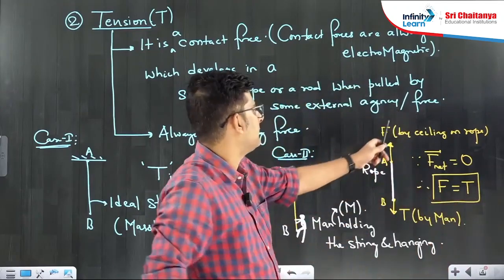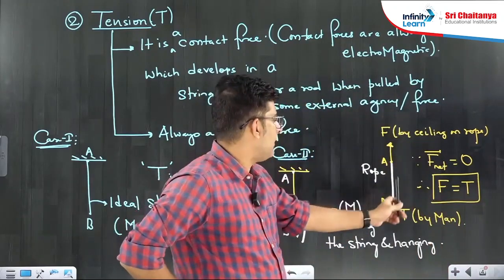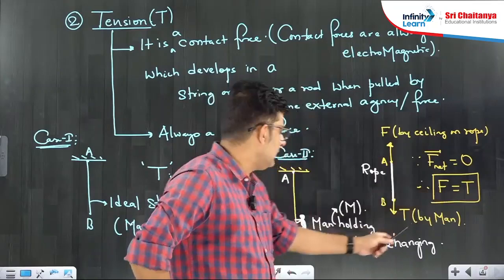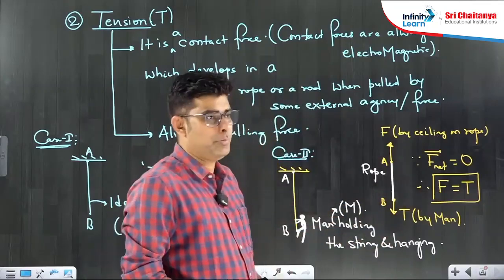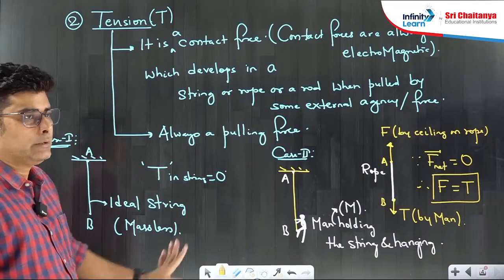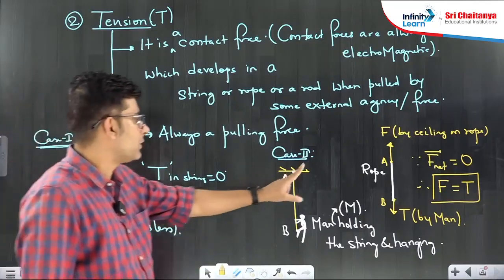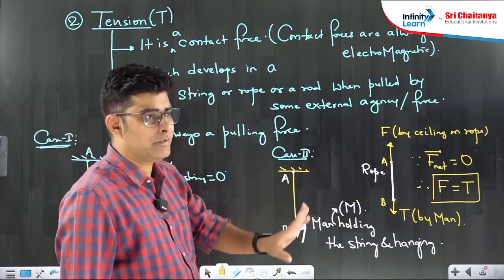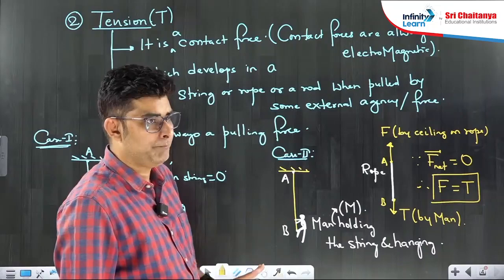Means if they say what is the force by ceiling on the rope, I will say it is equal to the tension exerted by the man on the rope. These two are balancing each other. Can I say so? Clear to everyone? Yes, these two forces are balancing, equal and opposite, they are balancing each other.